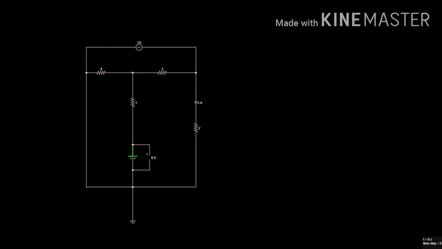Then we run the circuit. We can see that Vs is 17 volts and the current through the 2 ohm resistor is 3 ampere. This is a proof that the result we get from task 1 is correct.